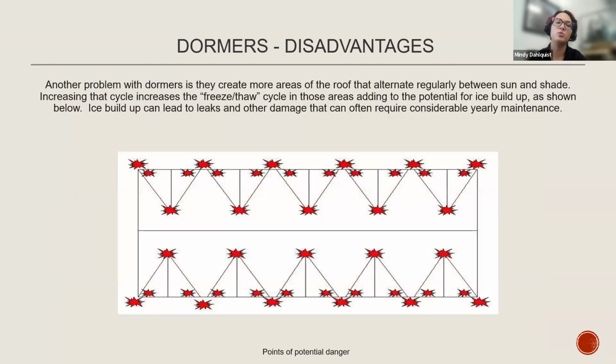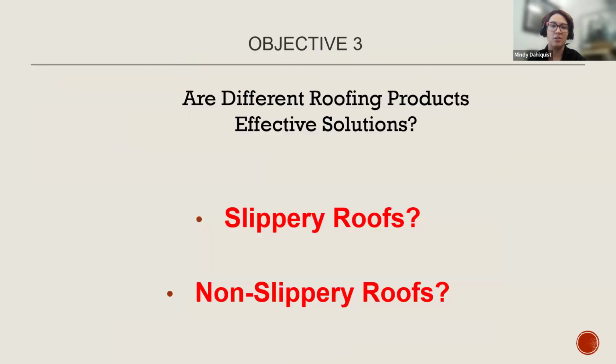Another problem with the dormers is they do create a lot of areas on that roof that are now going to alternate regularly between sun and shade. So you're just increasing that freeze thaw cycle that can happen, and that can cause issues with ice buildup. And those ice buildup situations can usually create damage or leaks that do often require a lot of maintenance year after year. So, what kind of roofing products are effective solutions?